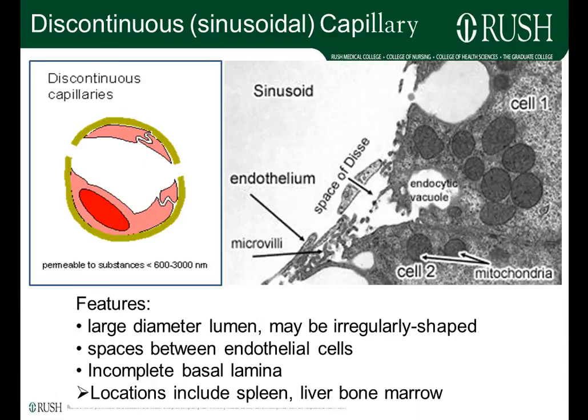All of these features, the large diameter that slows down the blood flow, the spaces between endothelial cells, and the areas with incomplete basal lamina, allow for a lot of open exchange between what's inside the sinusoid and what the underlying cell population is in contact with. And this is found in places such as the spleen and the liver and the bone marrow.